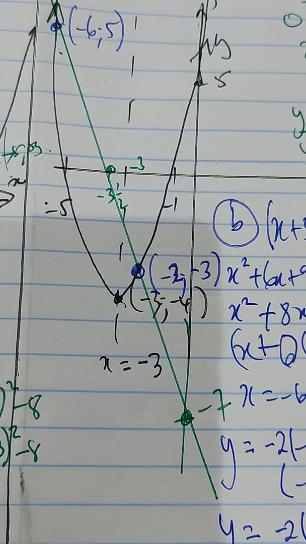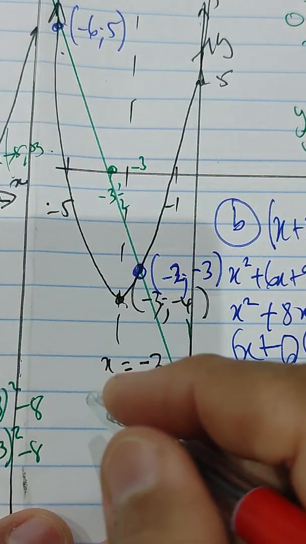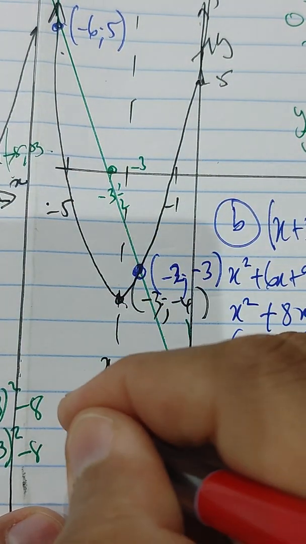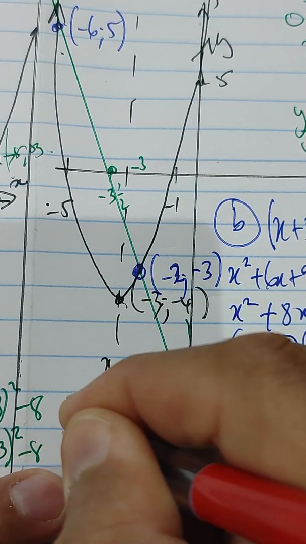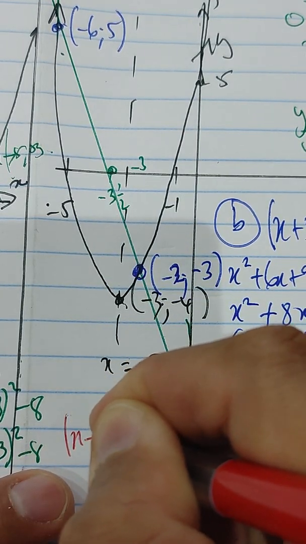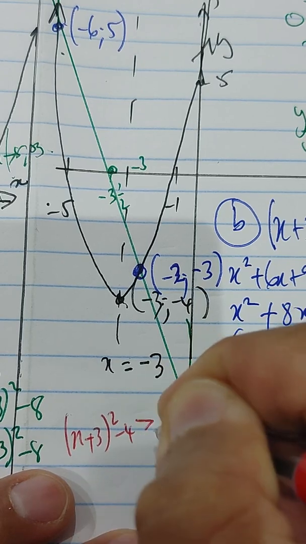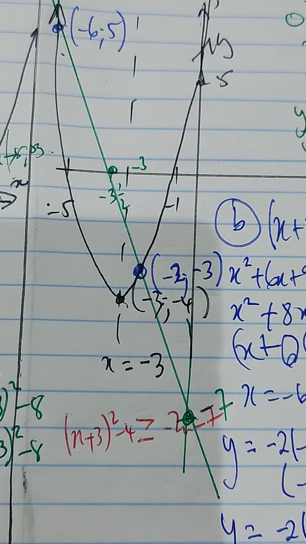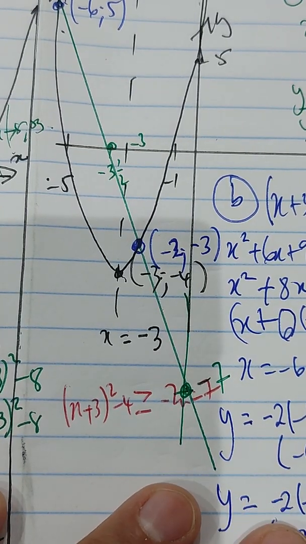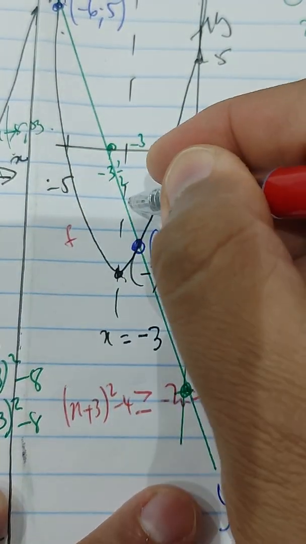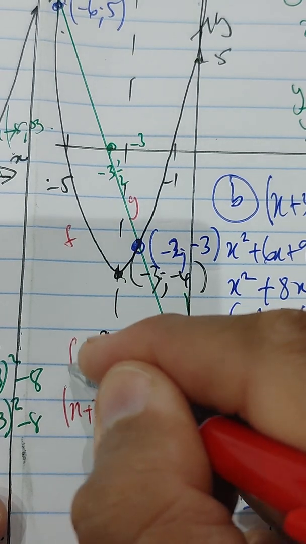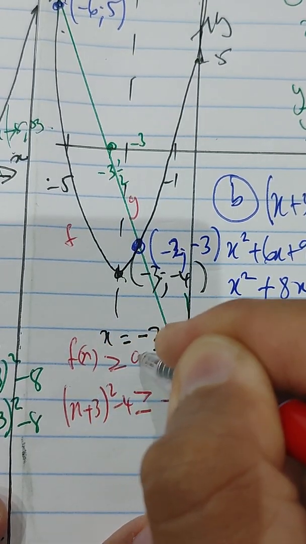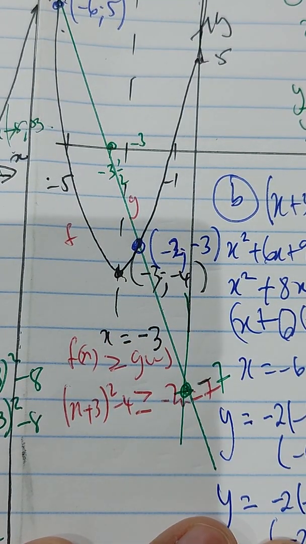What if they had asked you, where on the graph is the parabola, (x plus 3) squared minus 4, greater than or equal to negative 2x minus 7? If the parabola was called f and the straight line was called g, then I would have just said f of x is greater than or equal to g of x. That means the same thing.